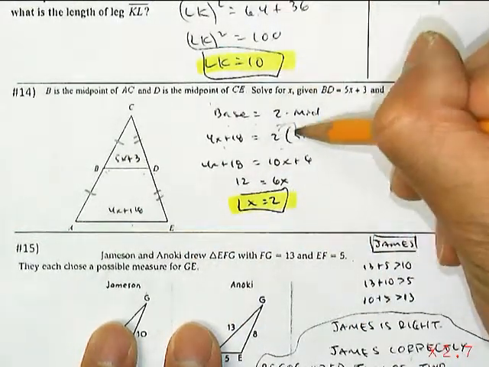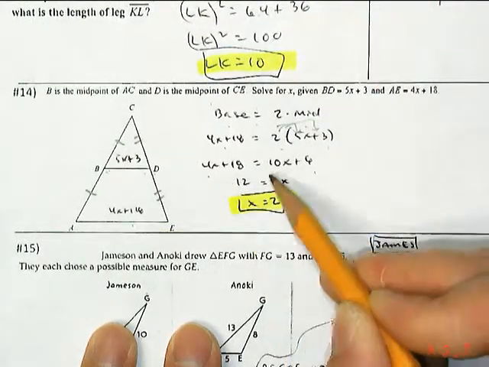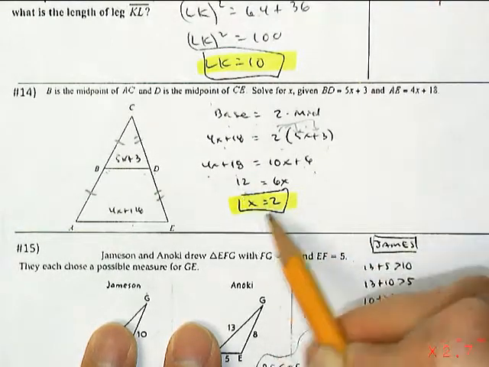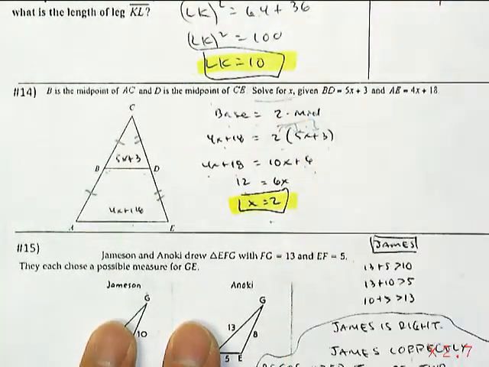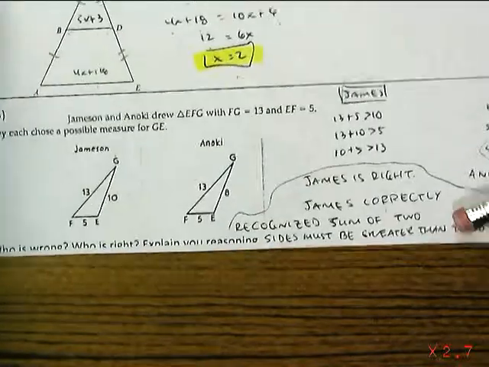Students are making common mistakes like not distributing. So I get 10x plus 6, subtract 4x, minus 6 from both sides, you get 12x is equal to 2. It just tells you to solve for x. Question number 15.